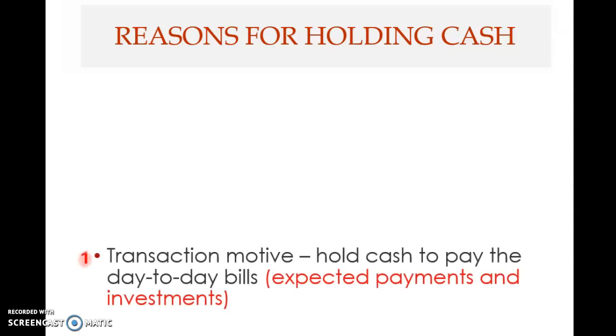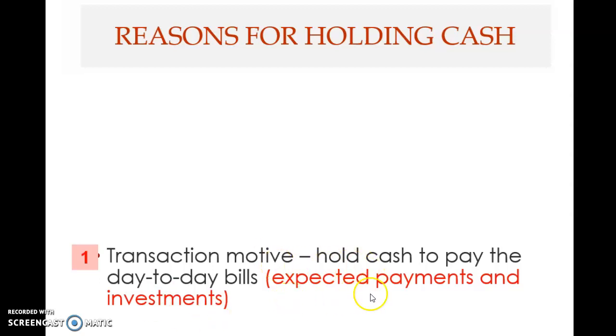Okay, let's look at the reasons for holding cash. There are 3 major reasons. Okay, the first one is transaction motive. You can see the reasons as motives for holding cash. The first one is transaction, and in most cases it is the most important of the 3. Transaction motive means you hold cash to pay day-to-day bills.